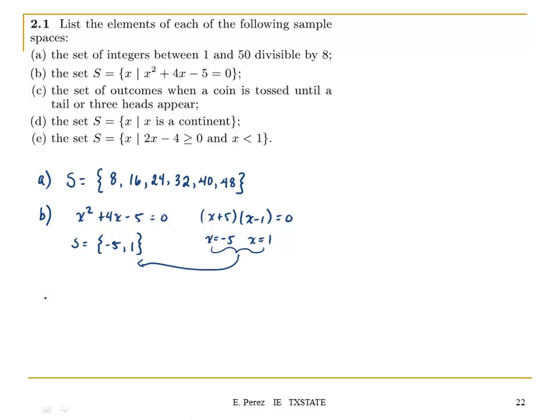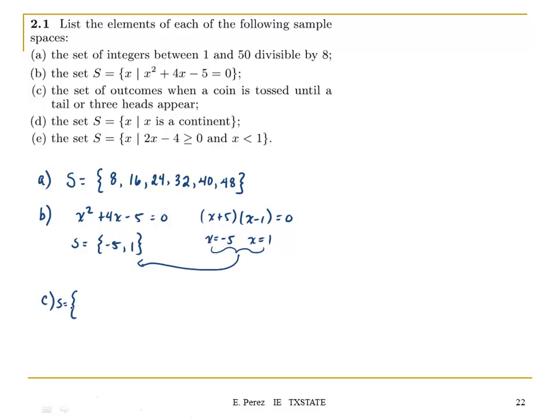Part C. The set of outcomes when a coin is tossed until a tail or 3 heads appear. So for this one you need to visualize yourself throwing those coins. So you're going to have only one coin, and you're looking at the number of times until a tail or 3 heads appear.